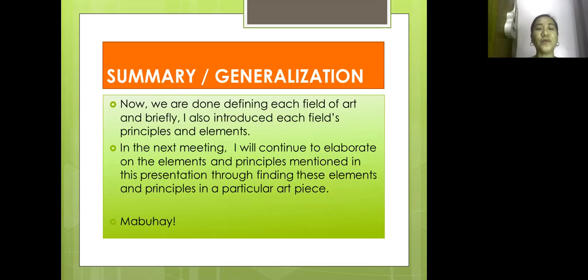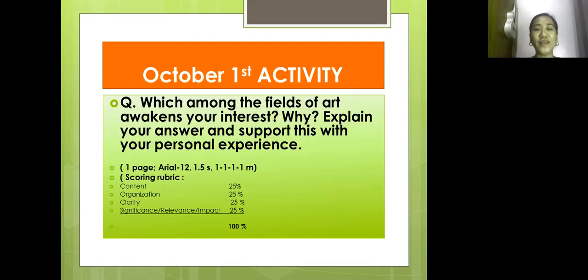And then of course, now we're done with each field of art. The next one, we will be focusing on the elements and how these elements impact the product or the art itself. And also we'll be talking about the principles. We'll be finding how these principles impact the art, and how do we find the elements and principles in a particular art.